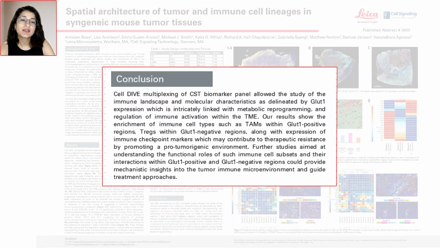In conclusion, multiplexing of the CST biomarker panel combined with AI-powered image analysis using AVIA allowed the study of the immune landscape and molecular characteristics as delineated by GLUT1 expression, which is intricately linked with metabolic reprogramming and regulation of immune activation within the TME. Such studies could provide mechanistic insights into the tumor microenvironment, which will help strategize new therapeutic combinations targeting metabolic reprogramming along with immune pathways.